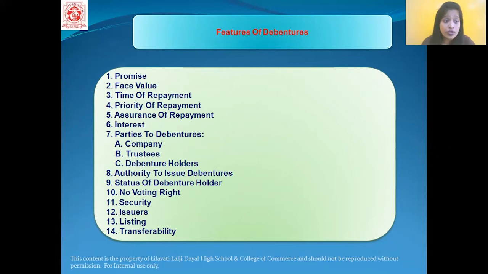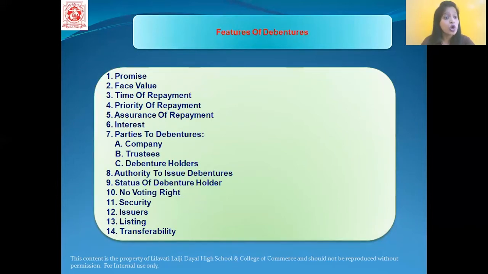Next one is face value. So here normally the face value is higher. It is rupees 100, and it is always in the denominations of rupees 100. Time of repayment. Debentures have a due date, which is stated in the debenture certificate. The principal amount of the debenture is repaid at the time of maturity. Next one is priority of repayment. The debenture holders have priority in the repayment of the debenture capital.